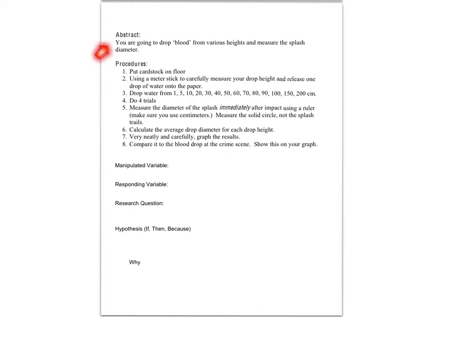So on this page, you're going to see what is called the abstract here. In this abstract, you can identify both the manipulated and the responding variable in the experiment. If you read through that, you'll see that the drop of blood from various heights, or the height of the blood drop, rather, would be the manipulated variable. And then you would also see that the splash diameter here would be the responding variable.